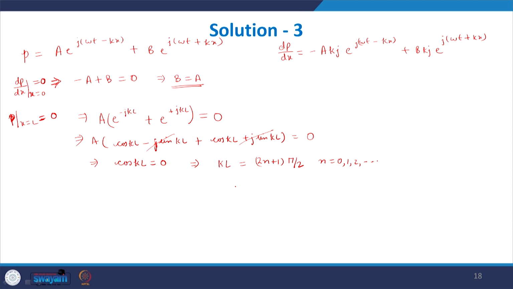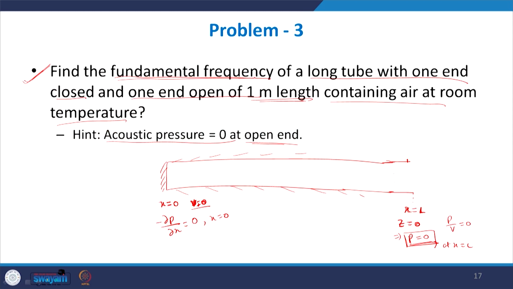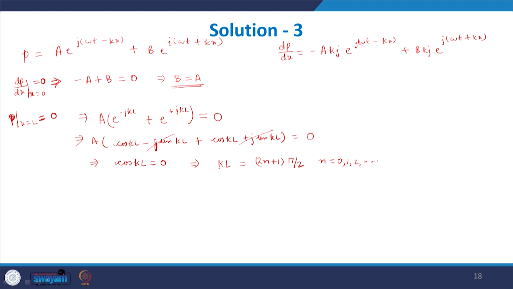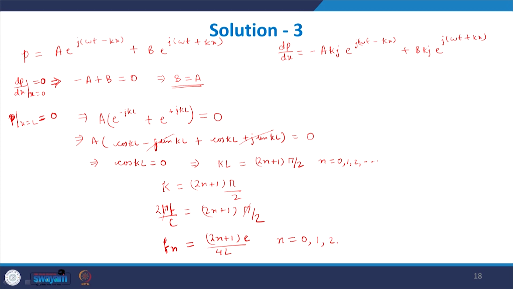Then we have to find the frequency, the fundamental frequency. So let's derive the equation of frequency. This means that k is equal to (2n plus 1) times pi by 2L, and 2 pi f by c is equal to this quantity. So f, the natural frequency, is given by (2n plus 1) times c by 4L, where n is 0, 1, 2 and so on.